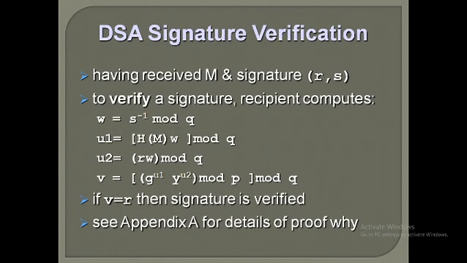So the DSA signature verification: having received the message and the signature, to verify the signature, the recipient computes W, U1, U2 and V. And if V is equal to R, then the signature is verified. So W is S inverse mod Q, and U1 is H of M times W mod Q, and U2 is RW mod Q. V is (G power U1 times Y power U2 mod P) mod Q. So if V is R, then the signature is verified.